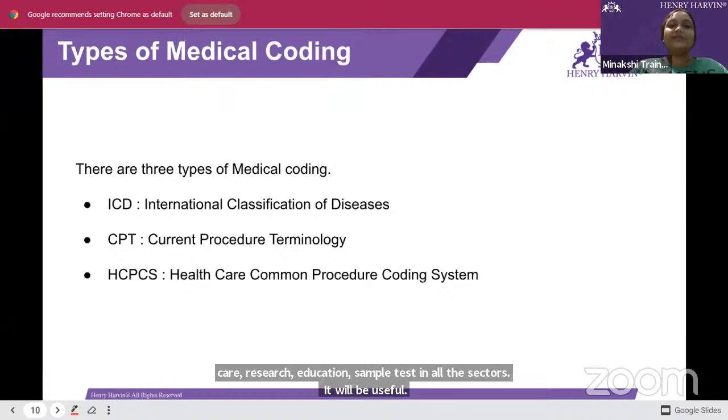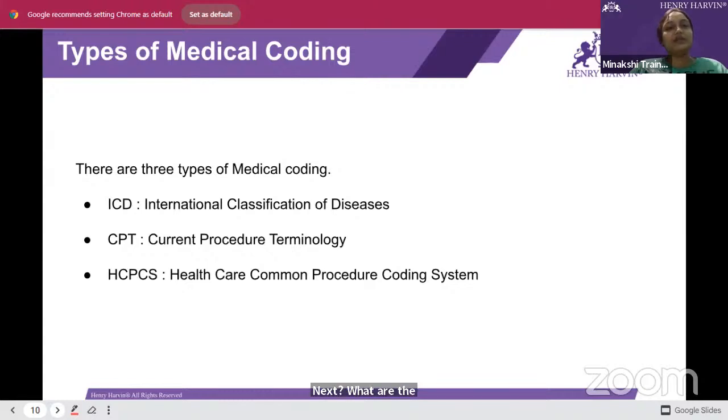Next, what are the types of coding? How many types of medical coding are there? During the training session, we will be learning three types of medical coding: ICD, CPT, and HCPCS. These are the three books, or manuals, or types of coding which you are going to study in the entire training process. Apart from these three books, one more book you will be studying is the language of medicine.